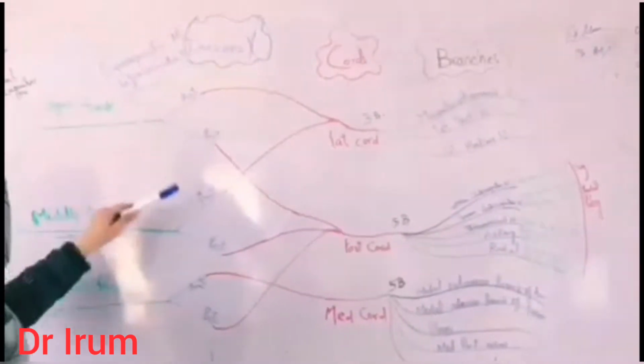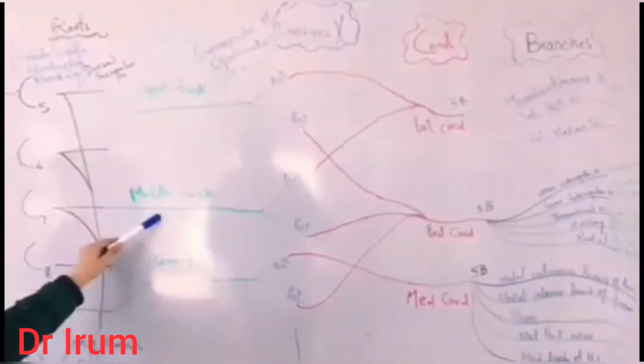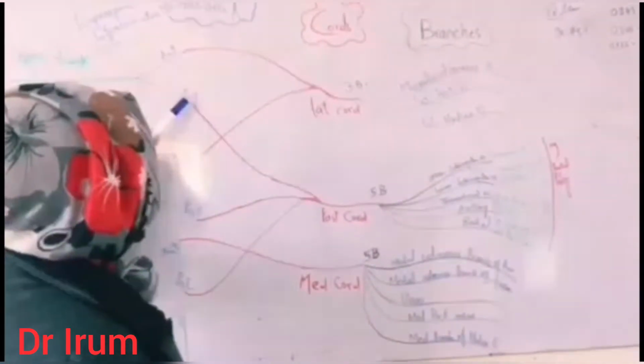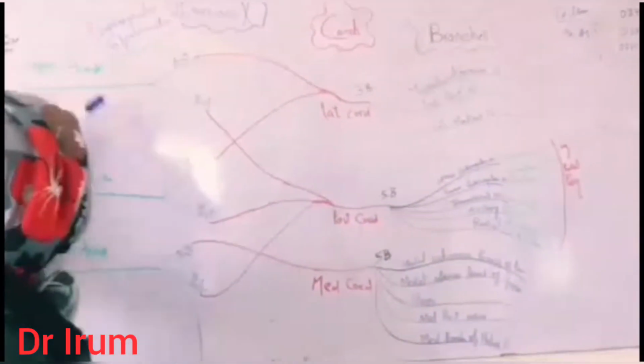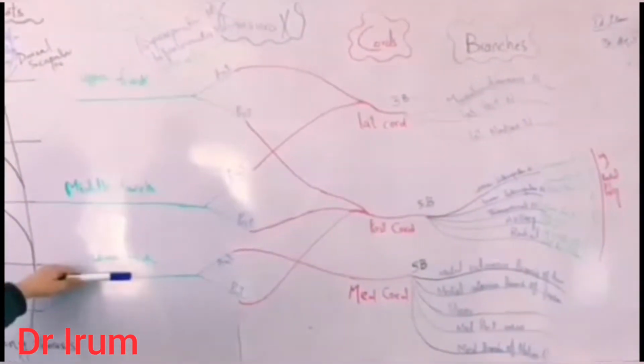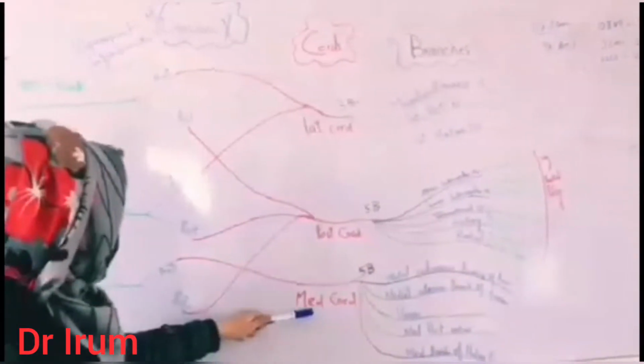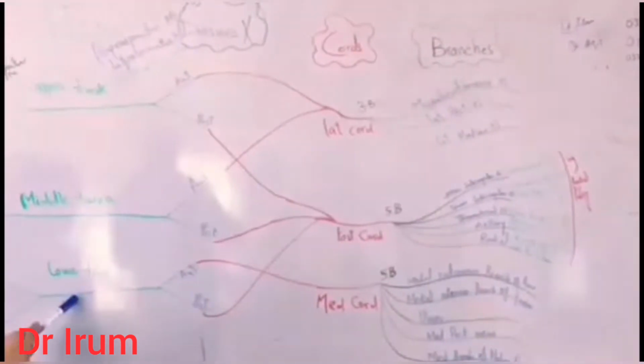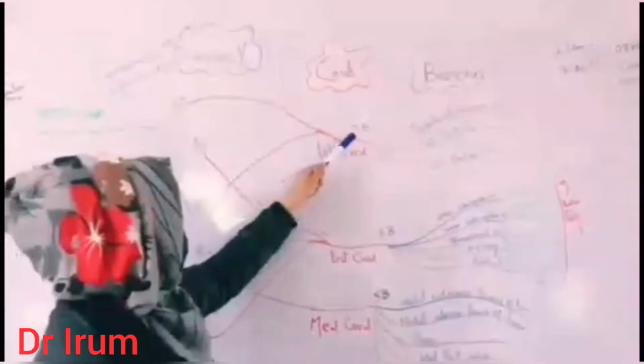The lateral cord is formed by the combination of the anterior divisions from the upper and middle trunks. The posterior cord is formed by the combination of the posterior divisions of all these 3 trunks. And the medial cord is the continuation of the anterior division of the lower trunk.